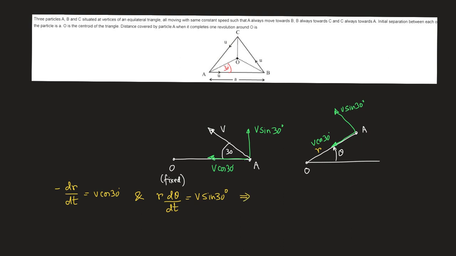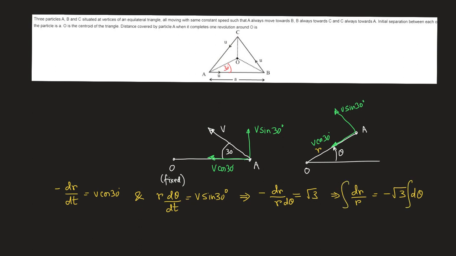So here I can write minus dr by r d theta is equal to V cos 30 by V sin 30. So that is root 3. So therefore dr by r is equal to minus root 3 times d theta.